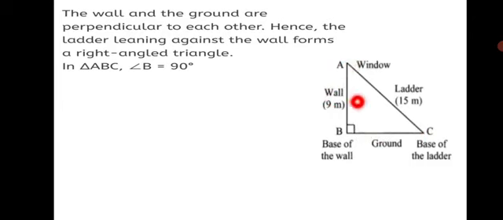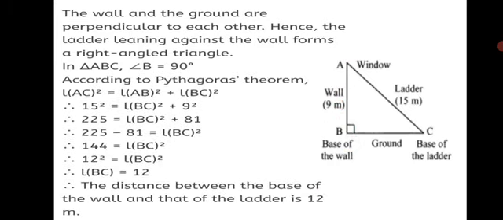Hence, the ladder leaning against the wall forms a right angled triangle. So, this ladder forms a right angled triangle. In triangle ABC, we can see angle B is 90 degree. So, according to Pythagoras theorem, AC square, AC is opposite the right angle. Length AC square is equal to length AB square plus length BC square. Substitute the values. AC is 15.